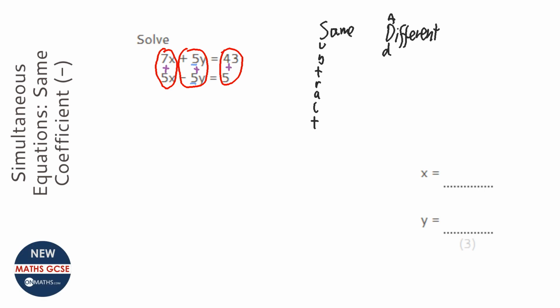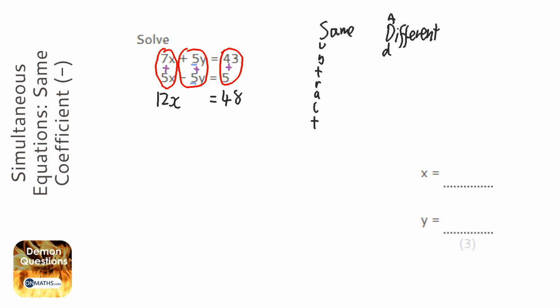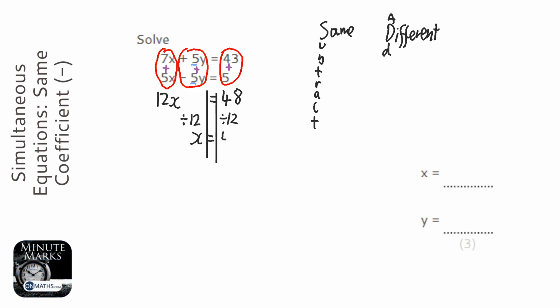So we're going to do 7x plus 5x, which is 12x. Then we're going to do 5y plus -5y. Well, that ends up with nothing, and that's the whole point of this. If you end up with a y as well, this hasn't worked. And then 43 plus 5 is 48. And we'll put our lines going downwards. We're going to divide both sides by 12, so you've got x equals 4.